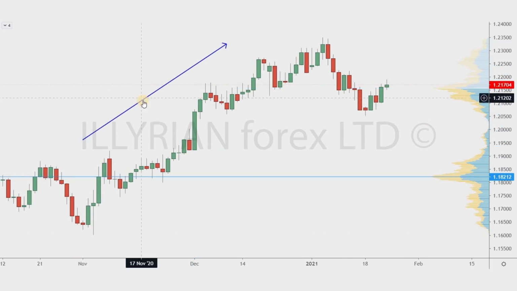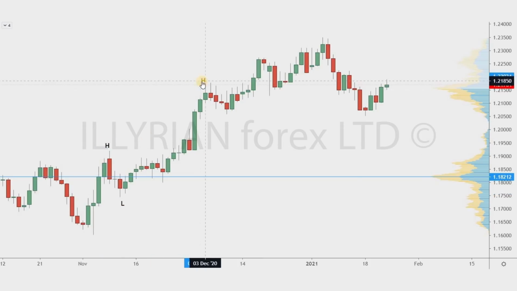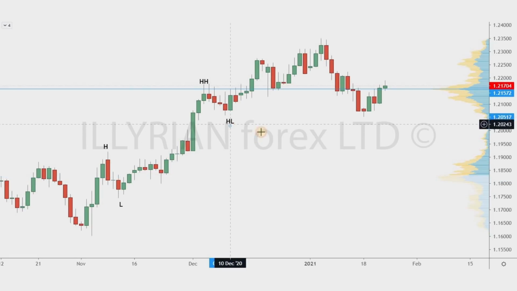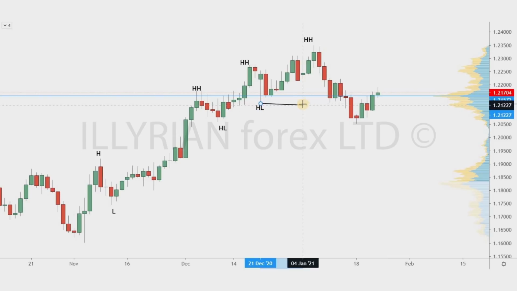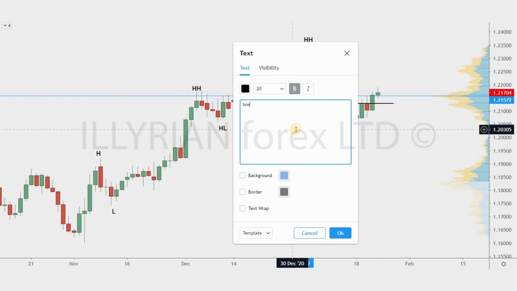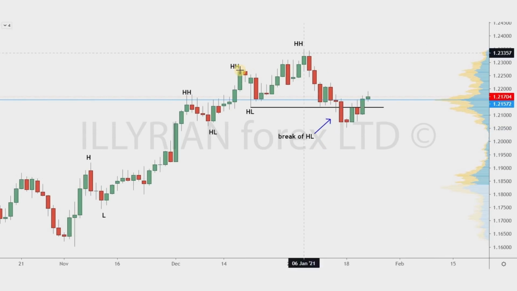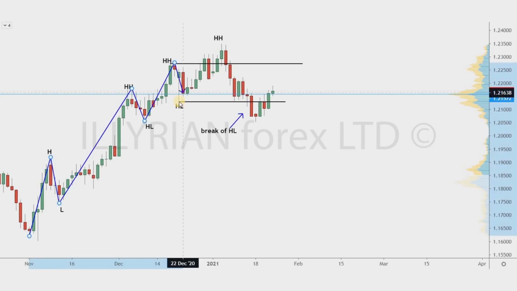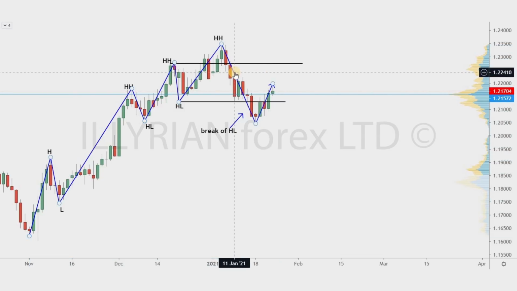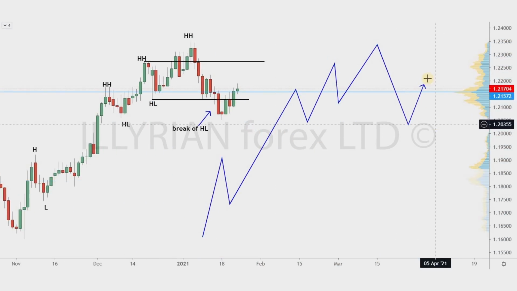We see clearly an uptrend. An uptrend is formed by higher highs and higher lows. We are going to define them. We see that price broke the previous higher low. This is a sign that the trend could change. We are drawing the market structure with lines in order to make the explanation simpler for you.